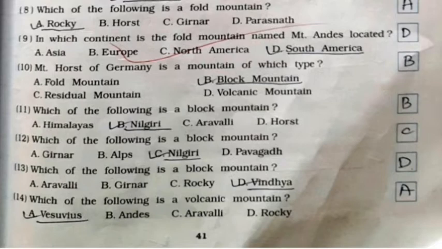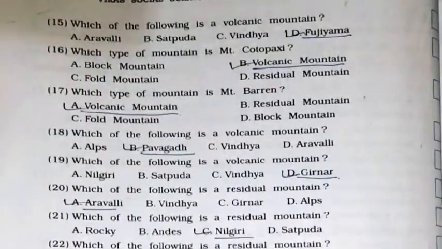13th, which of the following is a block mountain? It's option number D, Vindhya. 14th, which of the following is a volcanic mountain? It's option number A, Vesuvius. 15th, which of the following is a volcanic mountain? It's option number D, Fujiyama.